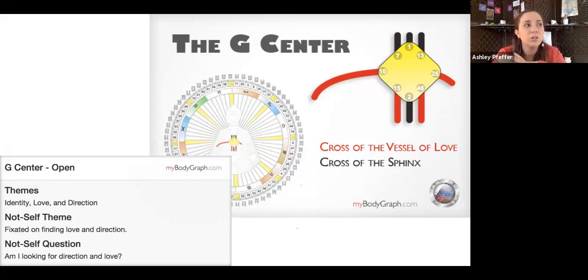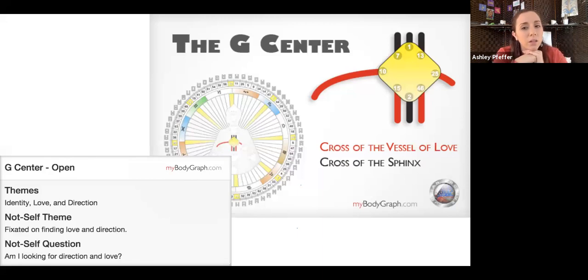But you're not here, you're here to be that chameleon and to help people find themselves. So people who have an open G center are really good at helping people see their own soul, helping people dive deeper into themselves. And knowing that you're not missing or lacking anything. It's just you're not consistent on what you love. You can change your mind all the time. Change your direction all the time.